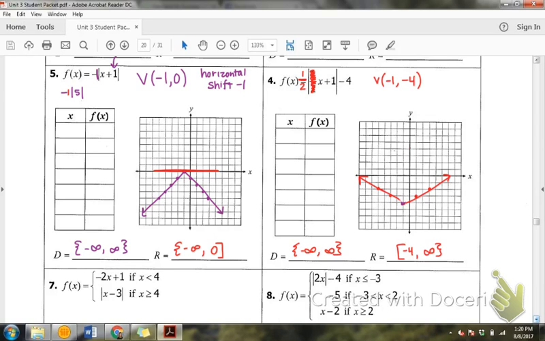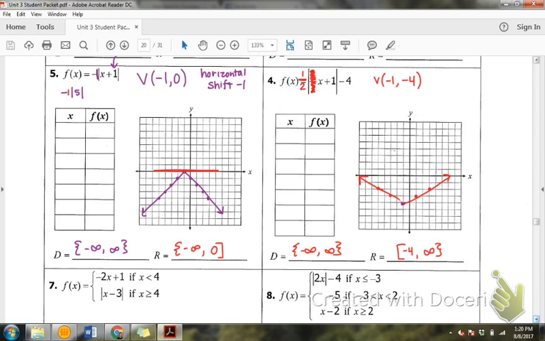Okay? So, if it's a negative outside the absolute value, does that mean it's going to go down instead of up? Yep, always. So if there's a negative on the outside of the absolute value sign, yes, it's always going to go down.